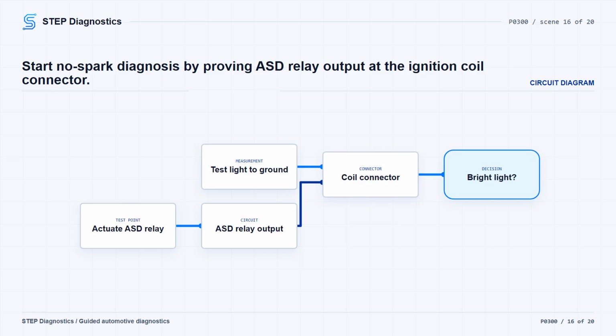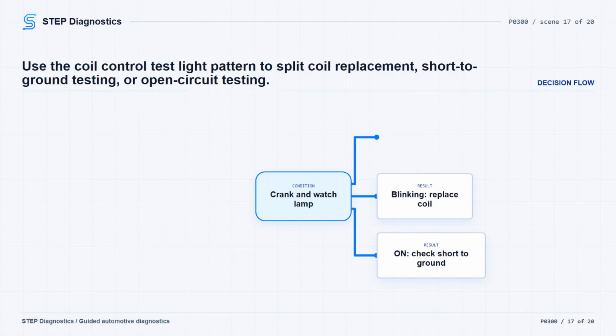Stay clear of the fan, pulleys, belts, and loose clothing anytime the engine is operating. For the coil control check, use a 12-volt test light connected to a 12-volt source. Probe the coil control circuit at the coil connector and crank the engine for 5.0 seconds. If the light blinks brightly, replace the ignition coil and verify the repair. If the light stays on constantly, check the coil control circuit for a short to ground.